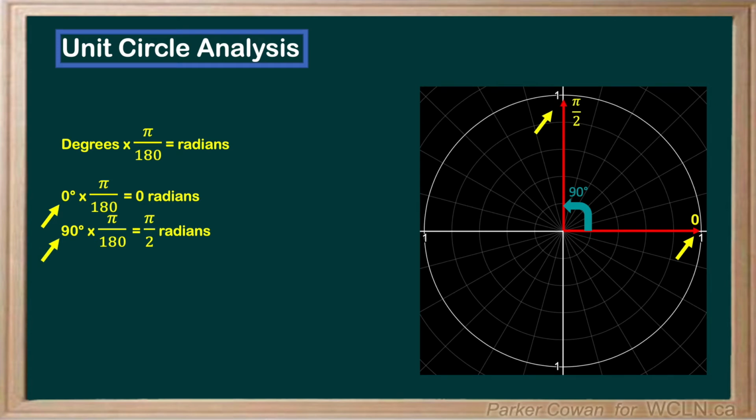Drawing a line with an angle of 180 degrees takes us from the origin to the left, which then converted to radians gives us pi radians. Finally, drawing a line with angle 270 gives us a line pointing straight down, which comes out to 3 pi over 2 radians.